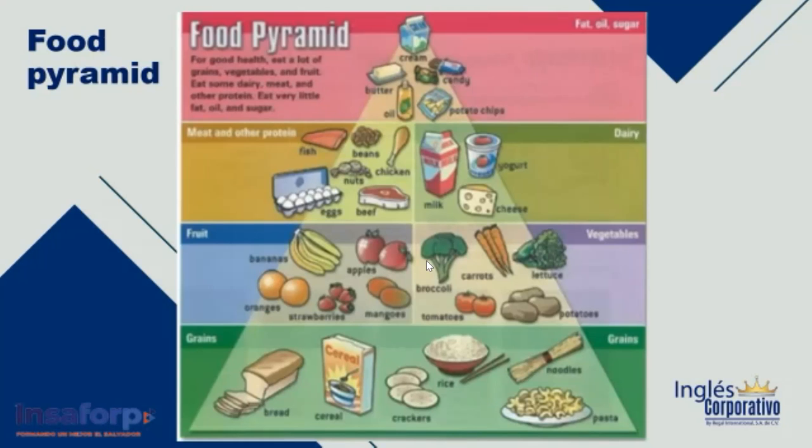De acuerdo a esta información, ¿de qué grupo de alimentos deberíamos comer más? Grains, fruit, vegetables, dairy, meat and other proteins, or fat, oil, and sugar?